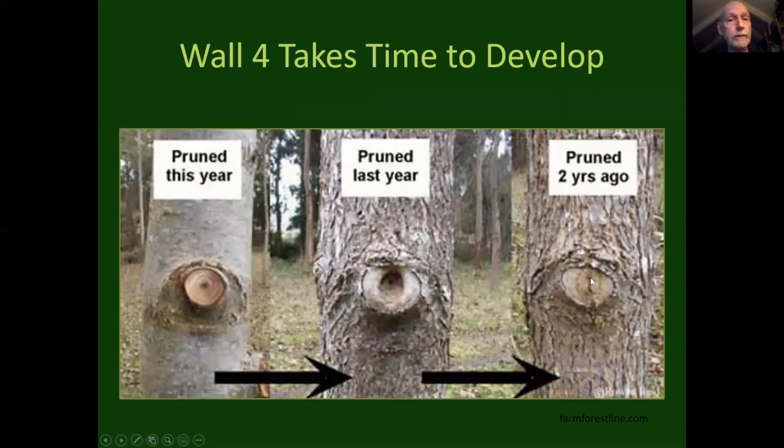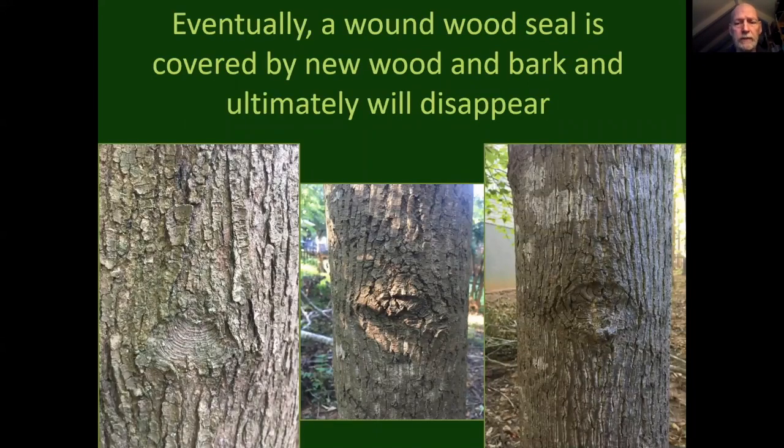Now, not every tree can completely seal it off in a 2-year stretch. Sometimes it takes longer. Some trees are very fast at this, some are slower. But after a few years, you don't even notice that there was a branch there. This is what it looks like a few years later, and a couple more years, and it's just going to look like this.